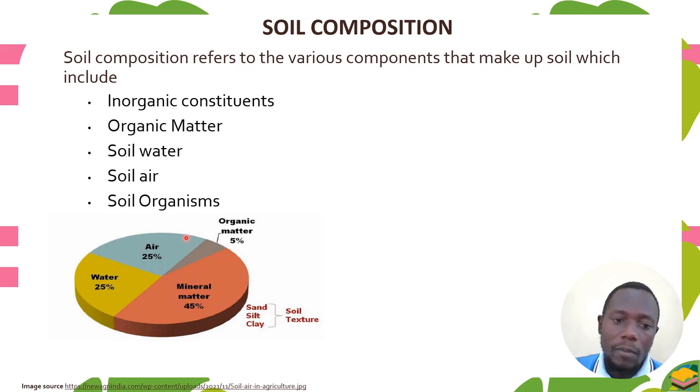So from this pie chart, you can see that we've got 25% of soil air in the soil. Then we've got water, which is 25%. Then we've got mineral matter, which is inorganic matter. It is 45%. Then we've got organic matter, which has got 5%. Normally, inorganic matter is composed of sand, silt, as well as clay that forms soil texture.